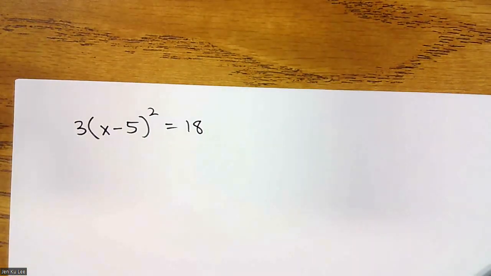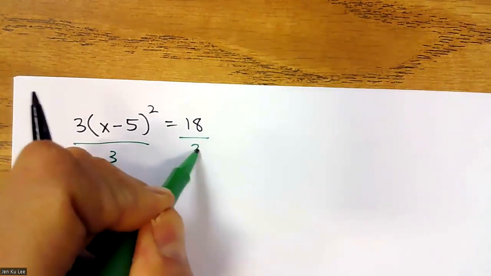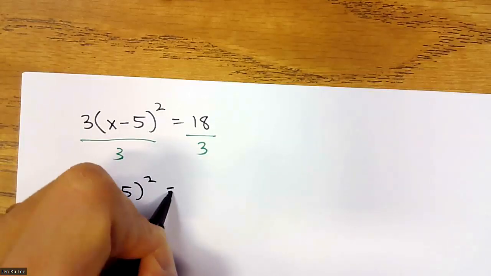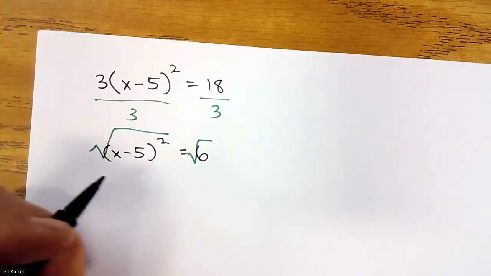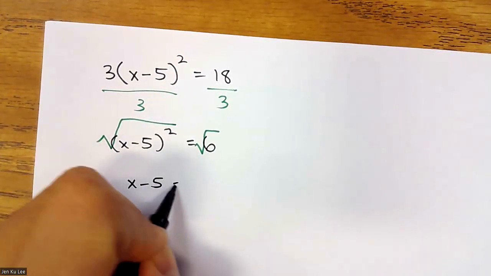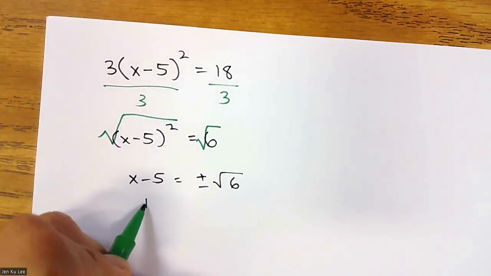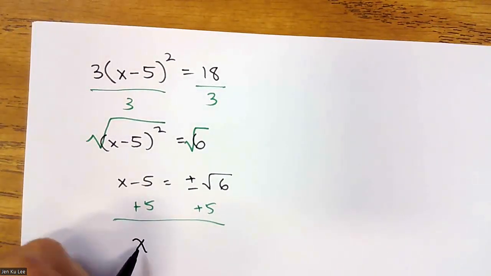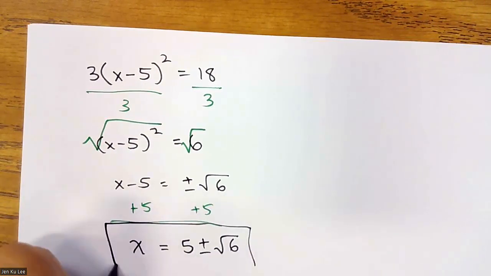What do I do here first? What do I do first? Divide by 3. And then the steps would be the same as before. x minus 5 quantity squared equals 6. Square root. So x minus 5 equals plus or minus square root of 6. Do not forget that plus or minus. Add 5 to both sides. And you're left with x equals 5 plus or minus square root of 6. And that is where we'll leave it.